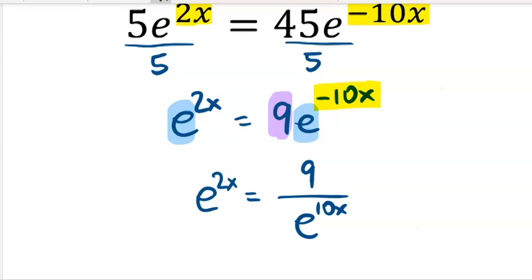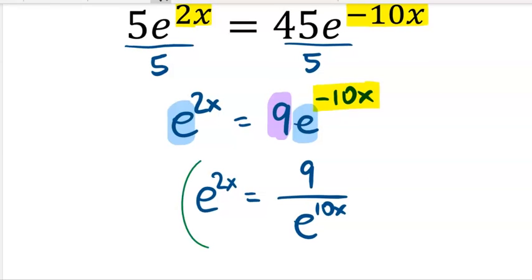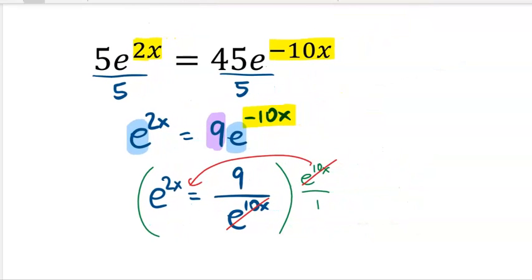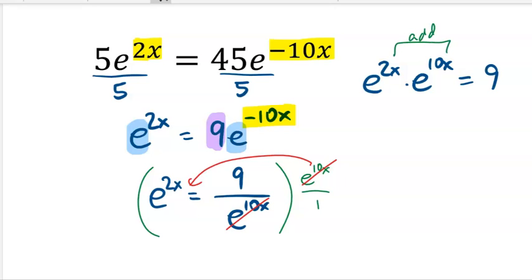So rewriting the expression in this way can make it easy to see that if I multiply both sides by e to the 10x, it will cancel on the right-hand side, but that e to the 10x also multiplies with the left-hand side. So I get e to the 2x times e to the 10x equals 9. Of course, now we can add these two exponents together. Since the bases match, I get e to the 12x.